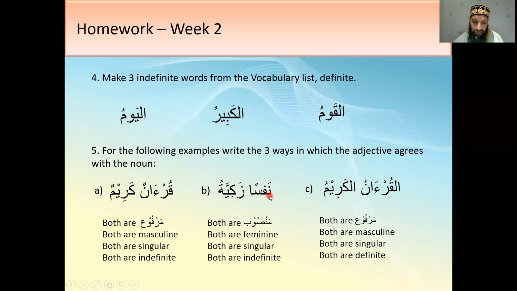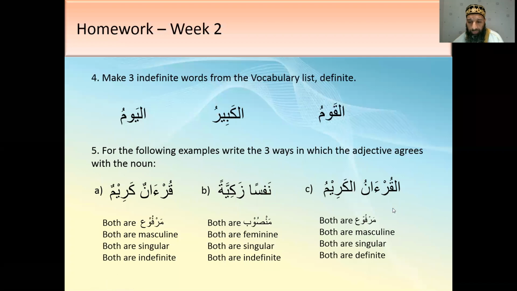Right, so nafsan zakiyatan. So nafsan, soul, pure, zakiya, tazkiya. Right? Both are mansoob. Both are feminine. Zakiyatan is feminine because of the ta marbuta, so we know what it's describing is feminine too. Both are singular, and both are indefinite.